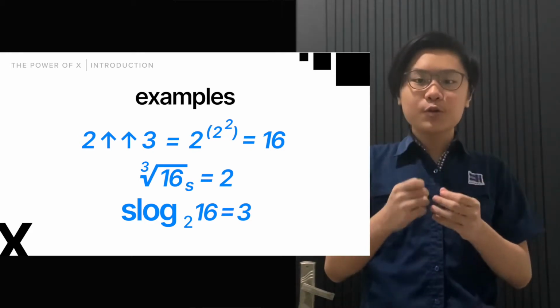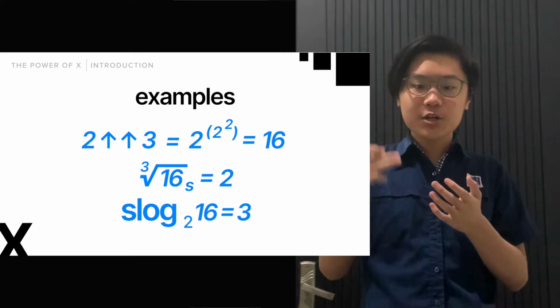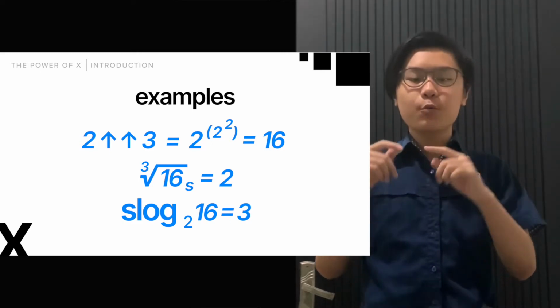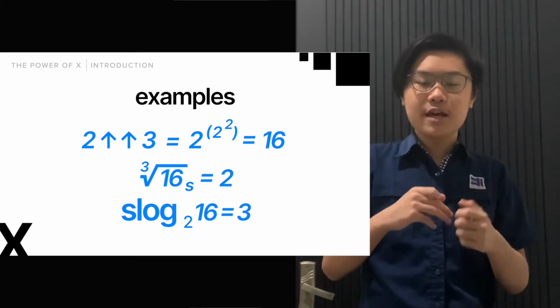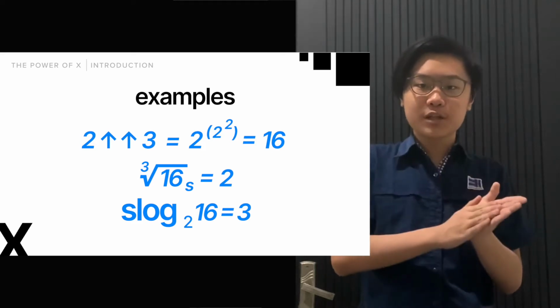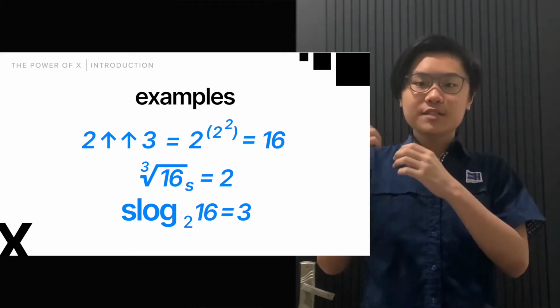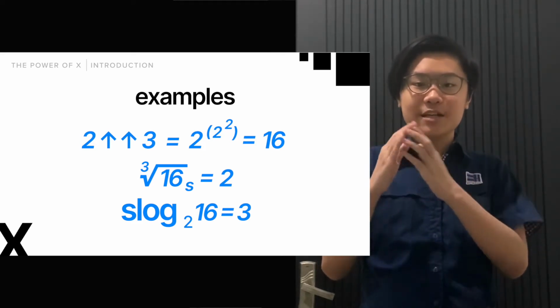The super root of 16 to the third power is 2. We are trying to figure out the base. When we're looking for the height, we use superlogs. Superlog of 16 to the base of 2 is equal to 3.